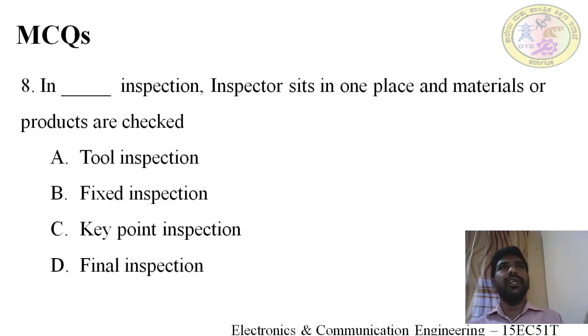Question number 8. In dash inspection, the inspector sits in one place and the materials or the products are checked. Option A, tool inspection. Option B, fixed inspection. Option C, key part inspection. Option D, final inspection. Pause the video and try to find the answer for this question. The right answer for this question is fixed inspection. Option B is the right answer.